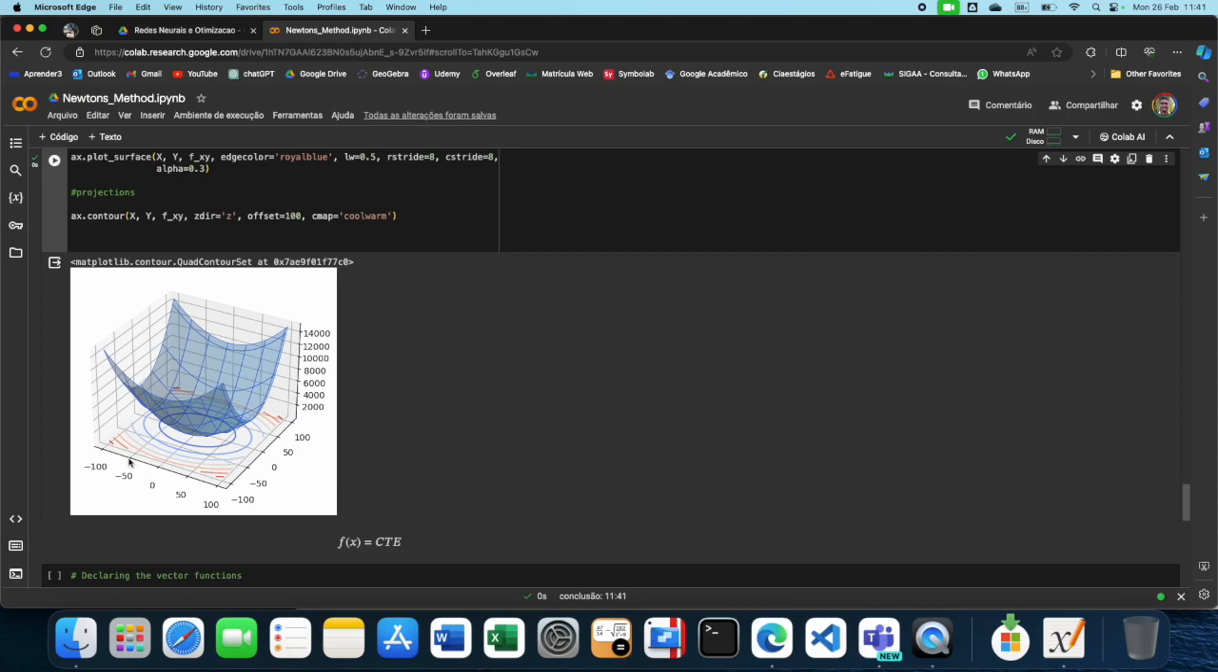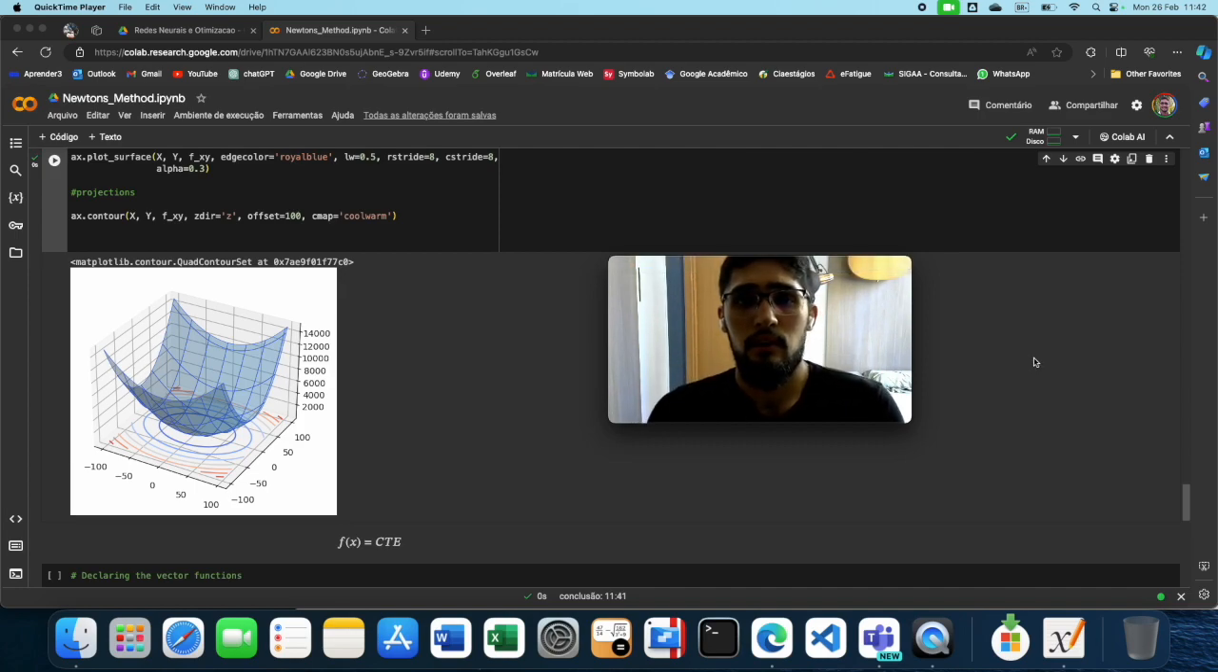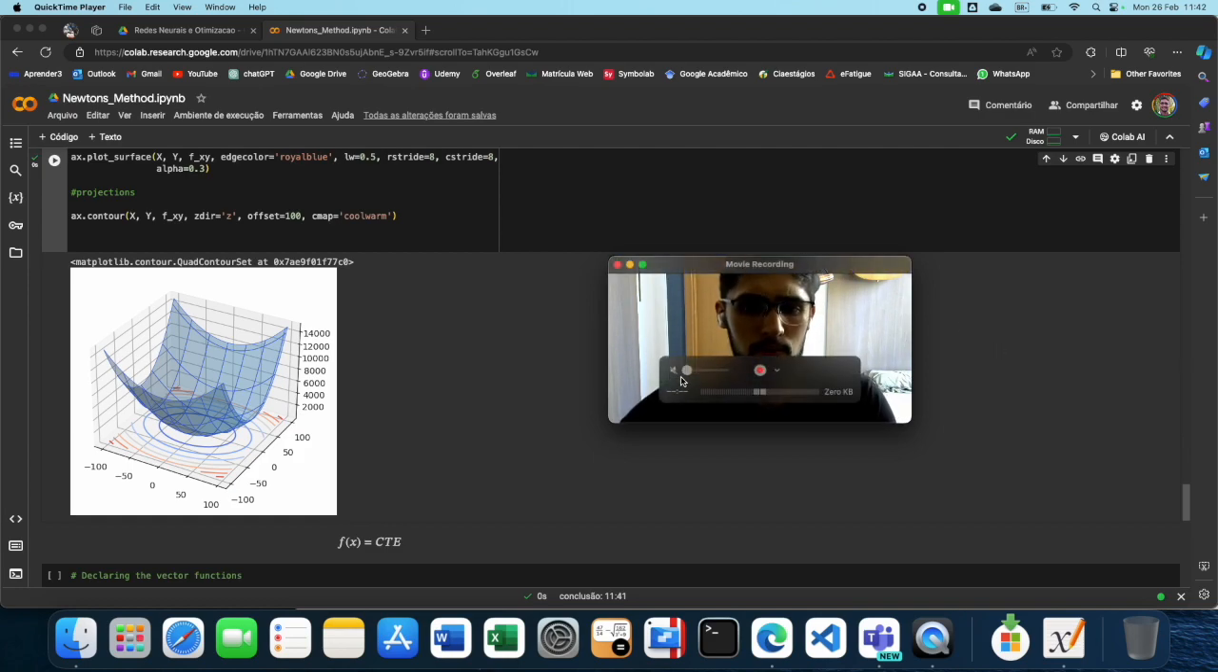So these curves right here in the xy plane are the level sets of the function f. What are level sets? Level sets are the curves in which the function f equals a constant number. And how does this help us in the study of optimization?